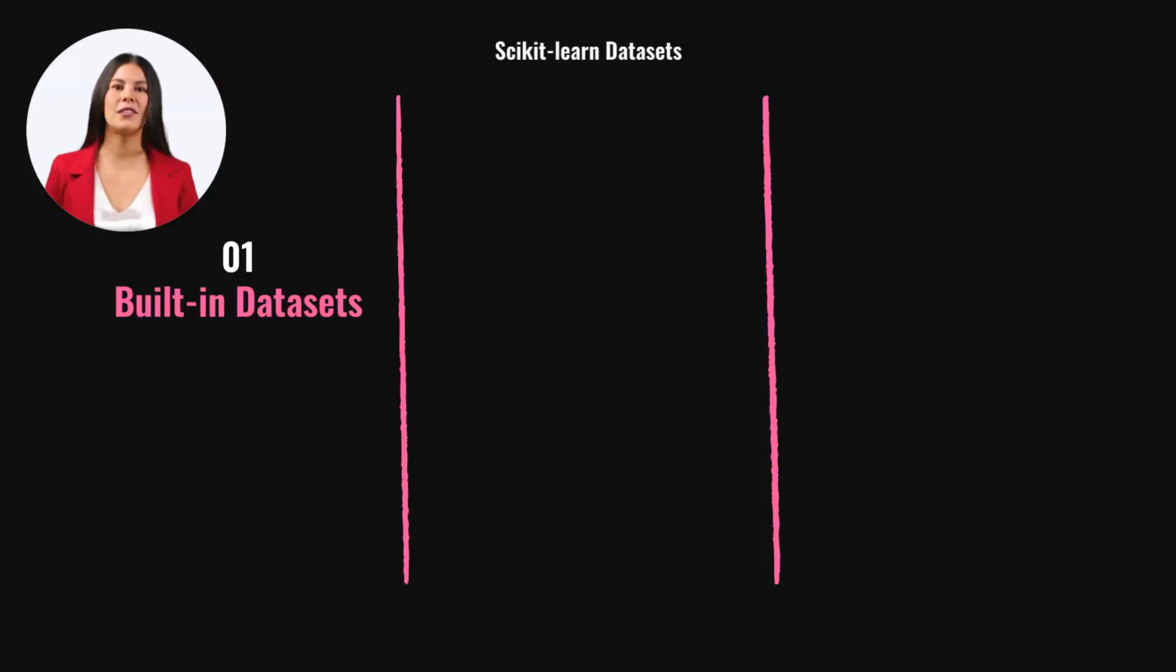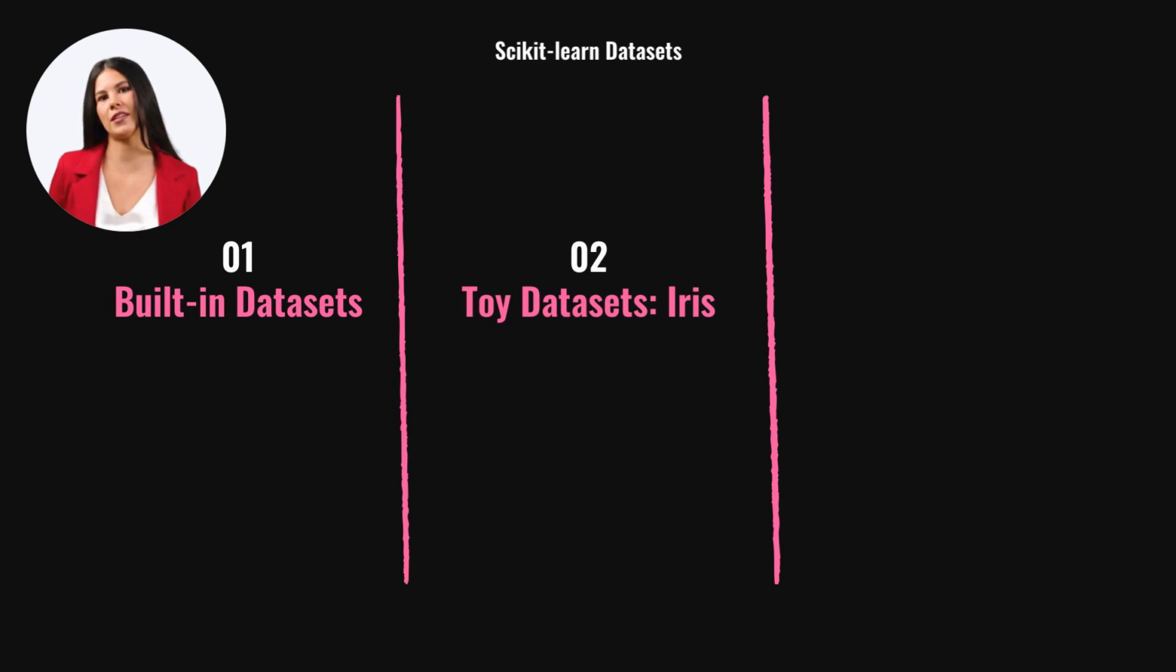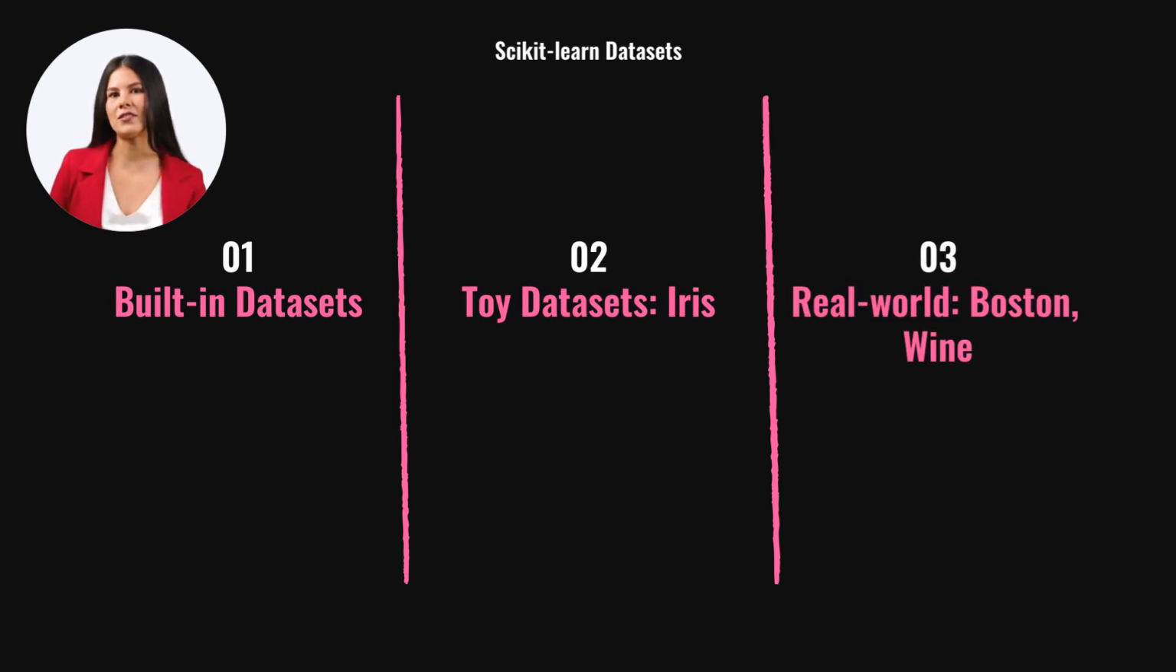Scikit-learn offers built-in datasets for machine learning practice, ideal for both beginners and experts. It includes toy datasets like iris and real-world datasets such as Boston housing and wine. These datasets are accessible via the Scikit-learn application programming interface, providing a practical way to experiment with various machine learning algorithms.